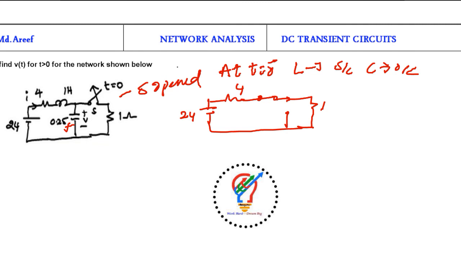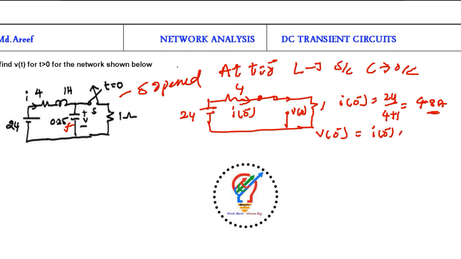So what is the current flowing here? I of 0 minus flowing through the inductor is nothing but 24 divided by 4 plus 1, which is 4.8 amps. And what about the voltage across the capacitor? V of 0 minus is the same as across the resistor. The resistor current is I of 0 minus into 1 ohm, which is 4.8 volts. So we found V of 0 minus and I of 0 minus.